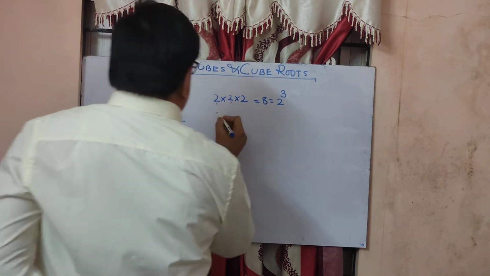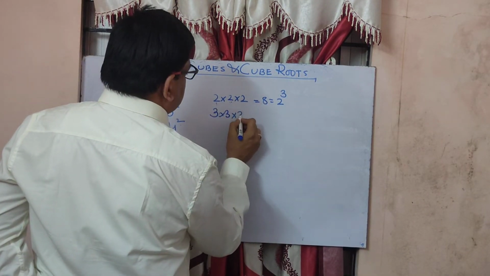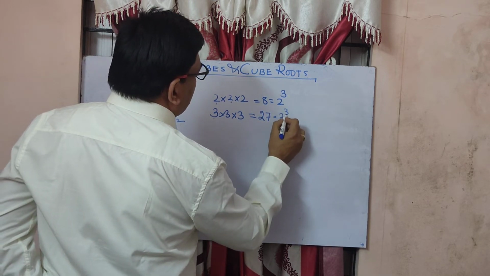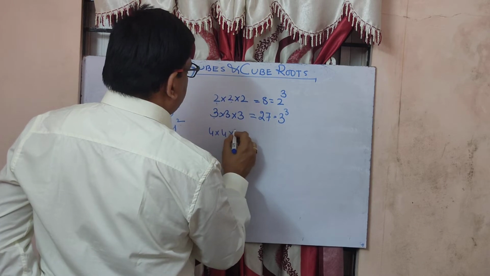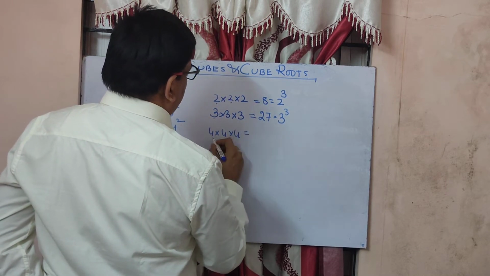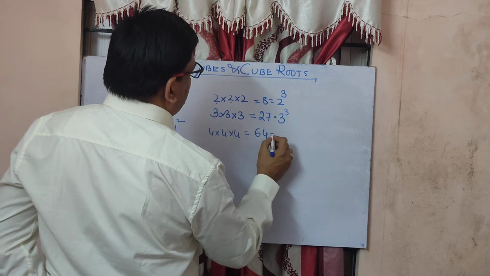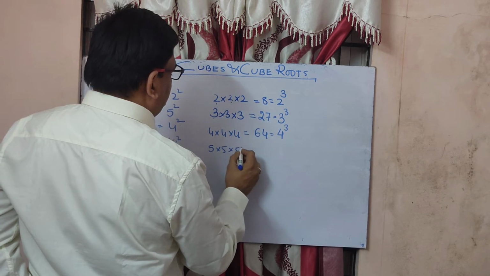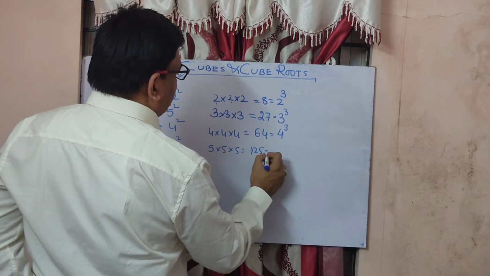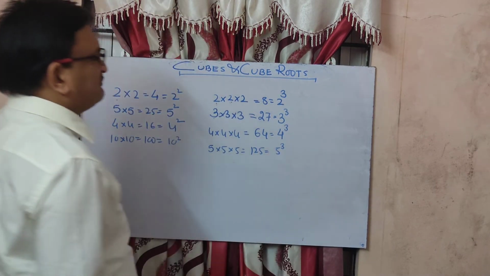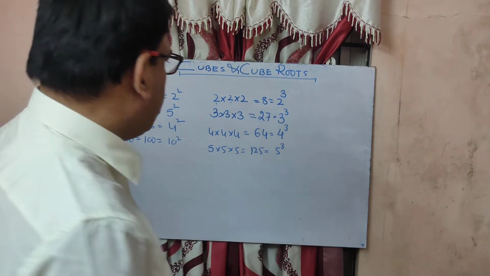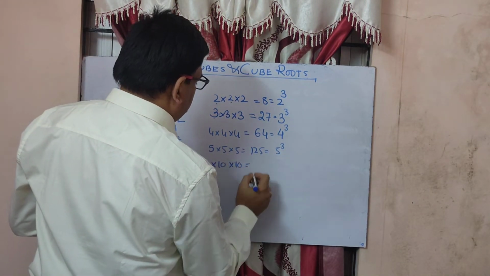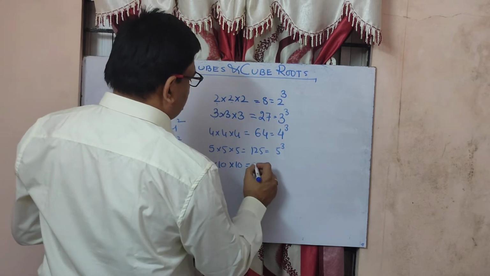In the same way, if you write 3 into 3 into 3, 3 times. 3 threes are 9, 9 threes are 27. So this is 3 cube. If it is 4 into 4 into 4, 3 times: 4 fours are 16, 16 fours are 64. This is 4 cube. Now in the same way, 5 into 5 into 5, 3 times, so 125. This is 5 cube. So this is the way. If any number is multiplied by 3 times, what will happen?